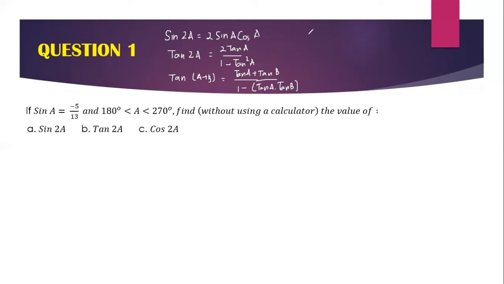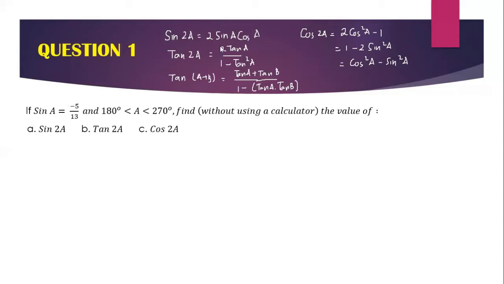Okay, what about cosine 2A? There are three formulas here. 2 cosine square A minus 1. 1 minus 2 sine square A. And the last is cosine square A minus sine square A. Wow, cosine 2A has three formulas. You can adjust the formula that you're going to use to solve the question. Okay, go to question number 1.